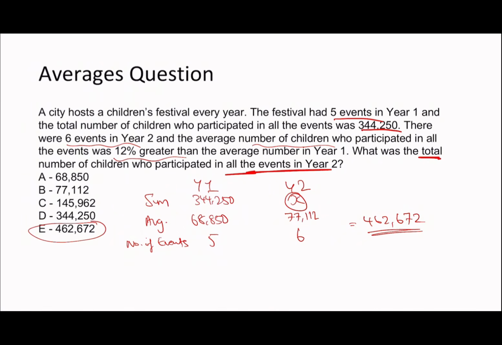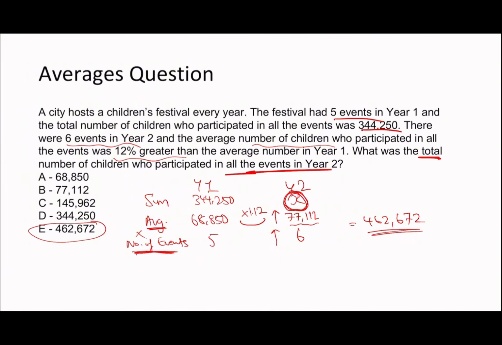We're asked to calculate x, which is the sum, which you figure out by multiplying the average by the number of events, right? So let's have a look at year 2. In year 2, the average is greater, and the number of events is greater as well. Okay, and you guys are probably thinking, oh, but you didn't calculate the average in year 2. Like, that wasn't given to you. You had to work it out because you had to multiply by 1.12.